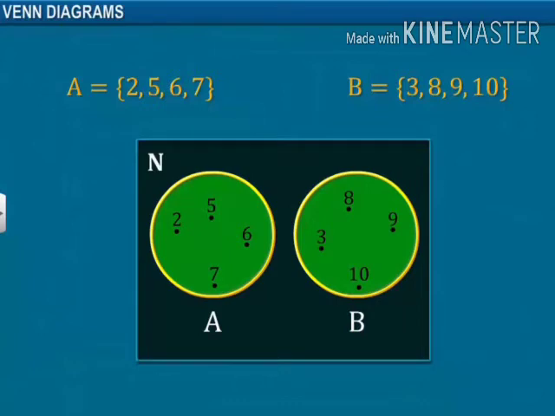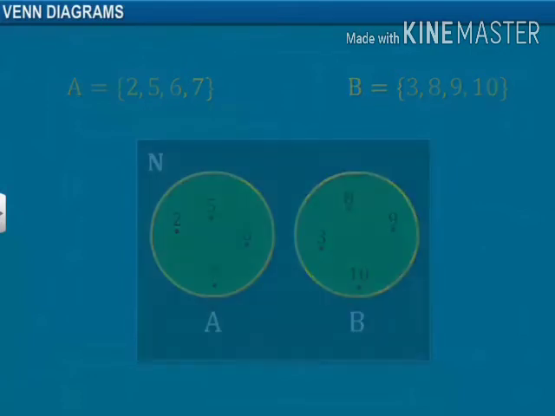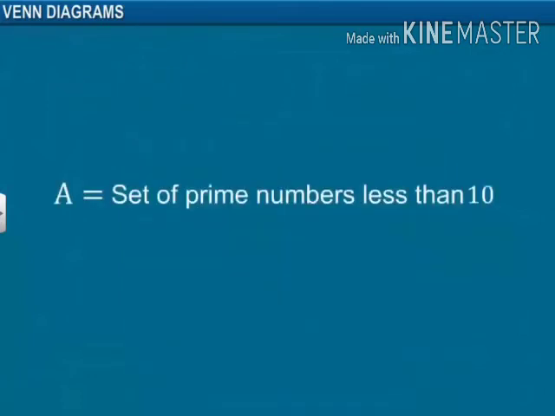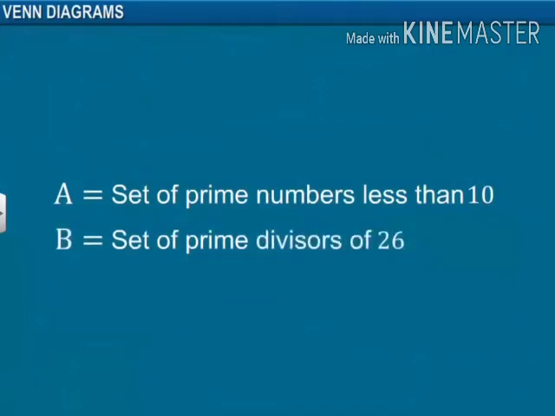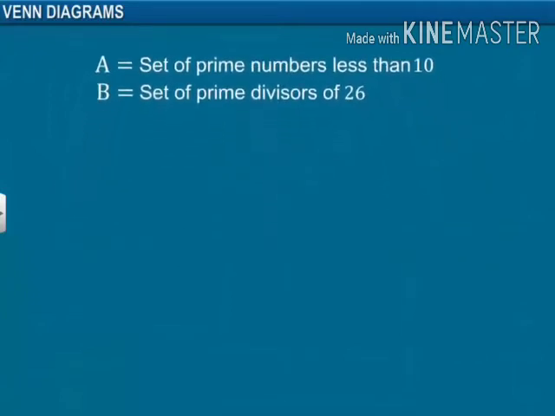Sometimes, we may need to represent two or more sets having common elements using Venn diagrams. For example, A is the set of prime numbers less than 10, and B is the set of prime divisors of 26. The collection of elements of sets A and B are as shown.